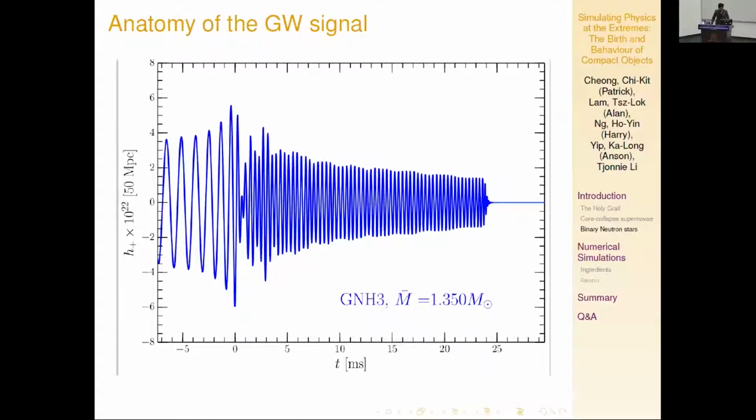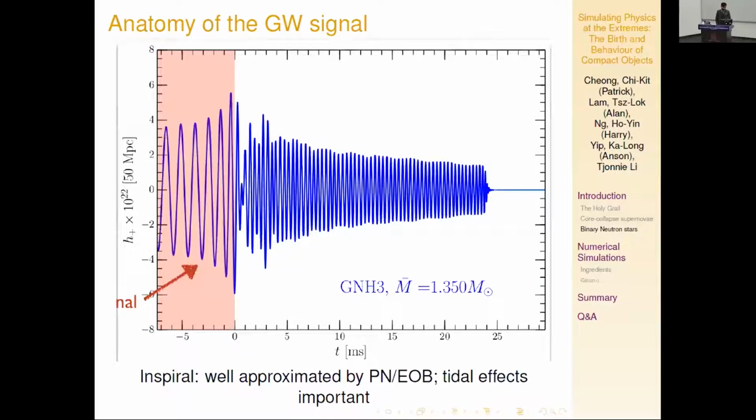So again, if you extract the gravitational wave signal from the binary neutron star, here's an example of some particular simulations. As you can see, you can separate the signal in a few parts. Firstly, we have an inspiral part. This part can be approximated by some analytic techniques. So you may say, right, at this stage, we don't really need simulations.